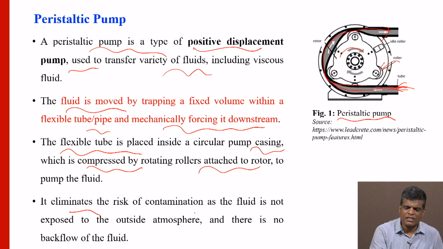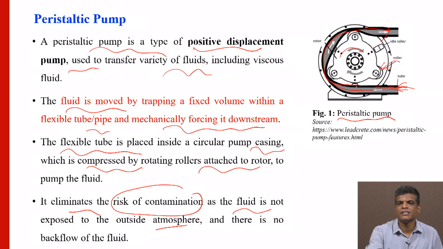It eliminates the risk of contamination. Why? Because the fluid is not exposed to the outside atmosphere. It just enters here and is never exposed to the outside. It stays only inside, not in the atmosphere. So there is no backflow of the fluid, only forward flow. There is no backflow here. So that's the peristaltic pump.